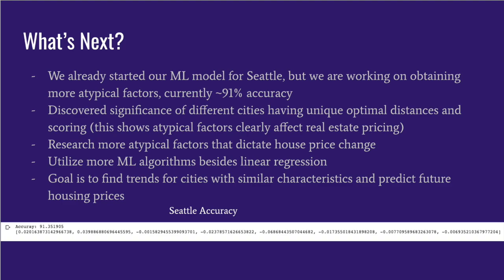What's next? We already started our machine learning model for Seattle, but we are working on obtaining more atypical factors, and right now we are currently on 91% accuracy on average. We expect the accuracy to go up as we better pre-process the data and gather more atypical factors that might influence the house price. We discovered significance of different cities having unique optimal distances and scoring.